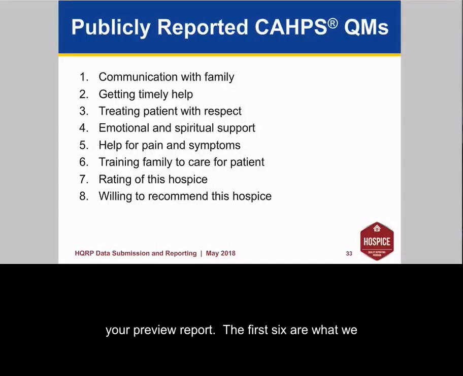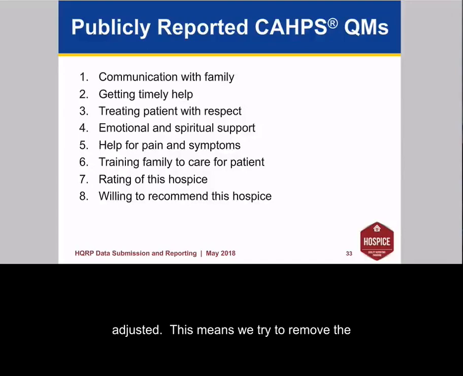The first 6 are what we call composite measures, and what that means is they are composed of more than one individual survey question. The last 2, rating of this hospice and willingness to recommend, are single item questions. As reported on Hospice Compare and your preview reports, these data are case mix adjusted.